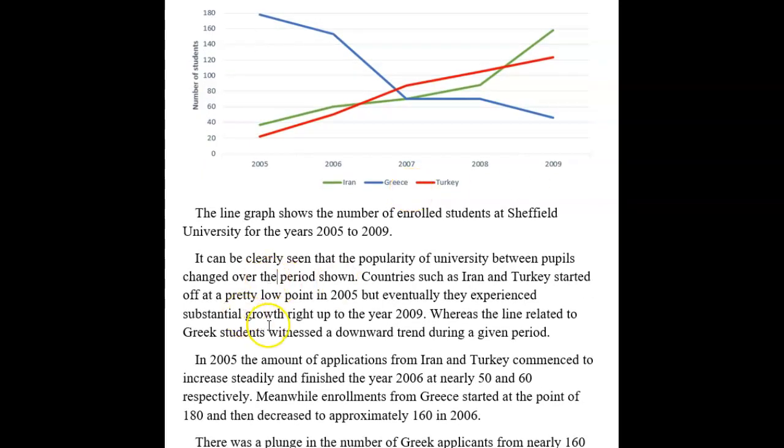For me, a better overview would have been something like this. Overall, while the figures for Turkish and Iranian students increased over the period, Greek student numbers witnessed a considerable decline. Okay, and that's how you write a solid overview for this. And that would have been just perfect. All right, let's move on.